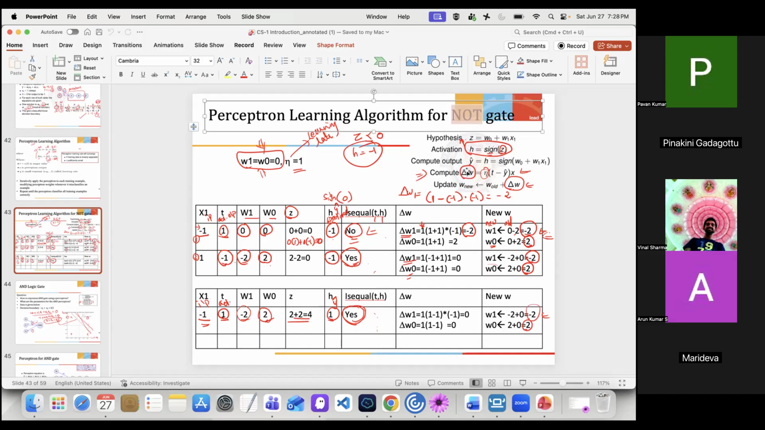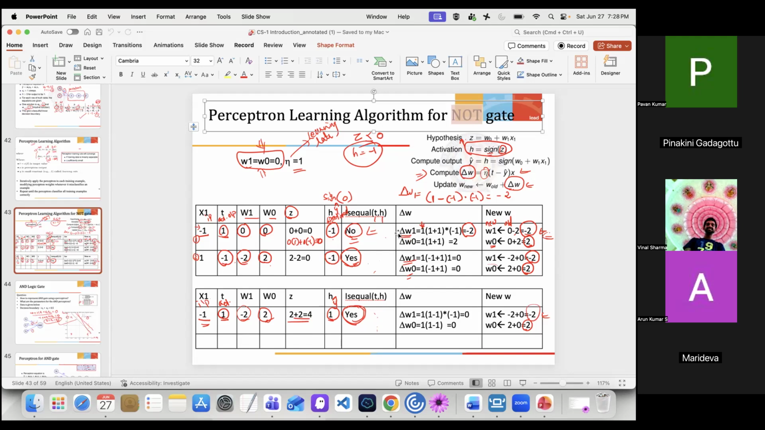Delta is kind of a loss. Not loss, but the value, I mean the difference between the actual value, the ground truth, and the prediction. See here, T is the ground truth, and y hat is the predicted value. So we subtract that, into the X. X is the input, here it is X1, so -1. And eta is the learning rate. This is a formula which gives us the delta value.